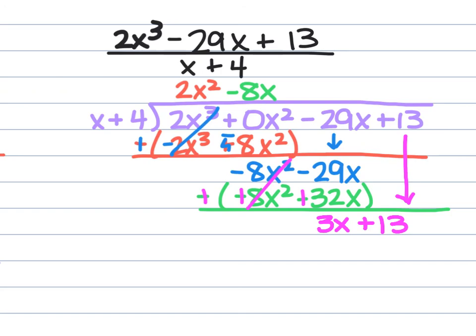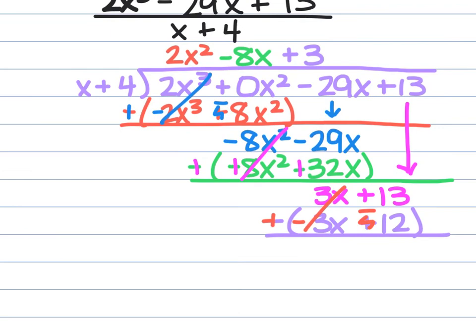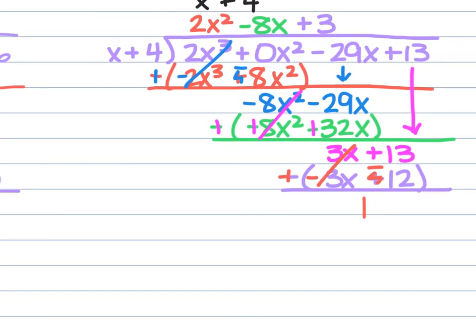So x times what is 3x? That's going to be a positive 3. So 3 times x is 3x. 3 times 4 is 12. When we subtract these, again, we're going to turn it into addition. So we have the 3x's that cancel out, and 13 minus 12 is 1. So our answer for this one is 2x squared minus 8x plus 3 plus 1 over x plus 4.